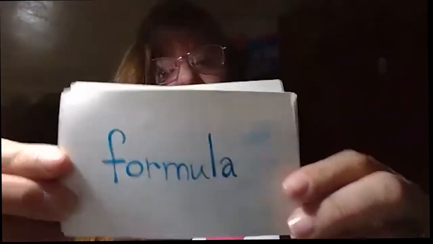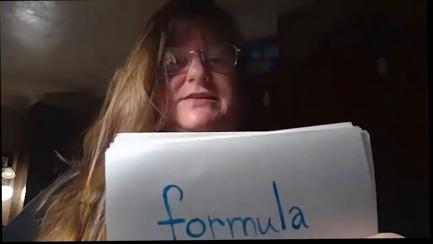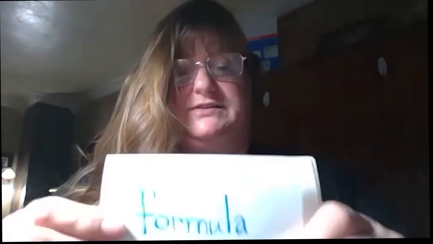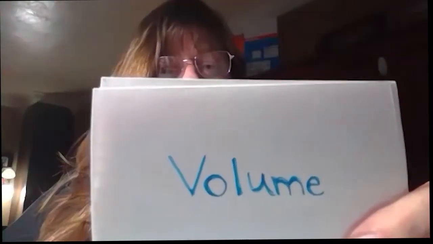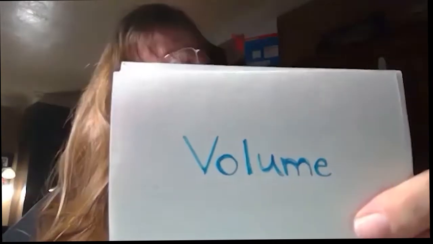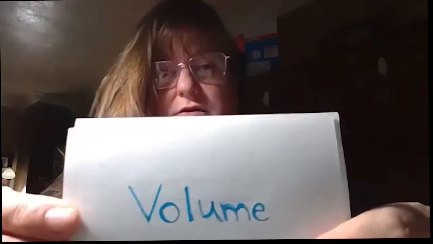Our next definition is formula. A formula is a rule that uses symbols to relate two or more quantities. So the formula for area is length times width. A formula for volume could be base times height or length times width times height. So remember, a formula is just the rule that uses those symbols. Volume is the number of cubic units needed to fill a solid figure. That is our length times width times height.